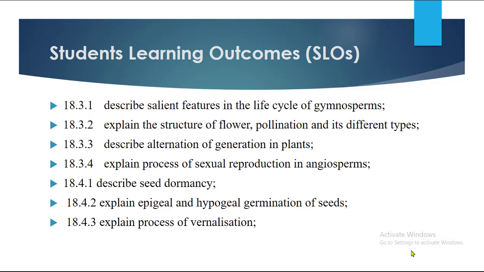Students' learning outcomes. First SLO is describe salient features in the life cycle of gymnosperms. Explain the structure of flower, pollination and its types. Describe alternation of generation in plants. Explain process of sexual reproduction in angiosperms. Describe seed dormancy. Explain epigeal and hypogeal germination of seeds. Explain process of vernalization.